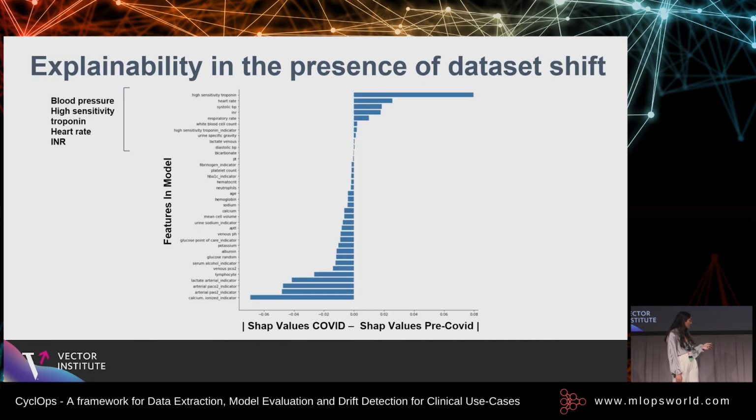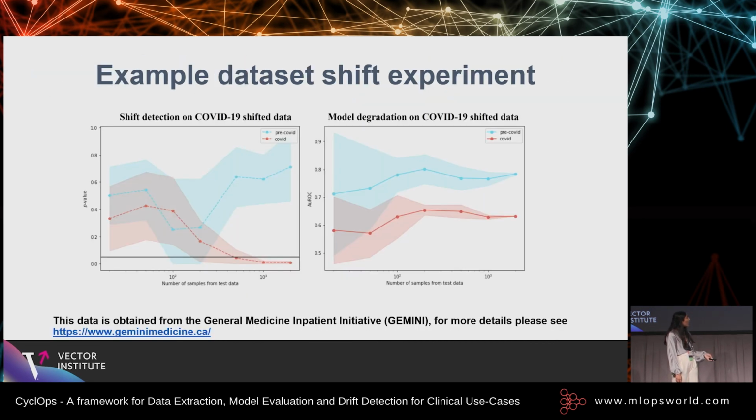And that shift is also reflected in the model deterioration. You can see that the AUC for the actual COVID data is much lower than that of the pre-COVID data. And so having this type of information before a model is actually predicting is really valuable.